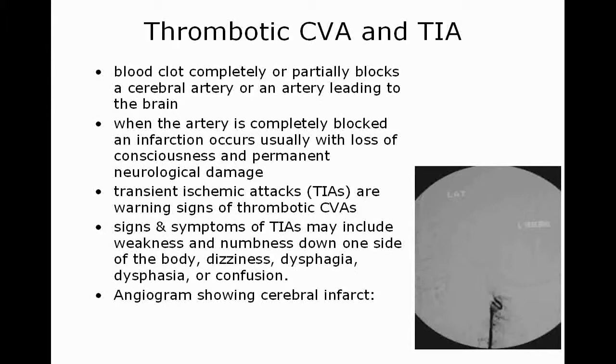Warning signs of thrombotic CVAs. When a person is having a transient ischemic attack, they have a tiny blood clot that has formed in a very small area of the brain. And it's probably so small that they'll have some very transient symptoms that will kind of come and go, which may include weakness of one side or numbness down one side, a little bit of dizziness, some difficulty swallowing or difficulty speaking, the dysphagia and dysphasia, confusion.